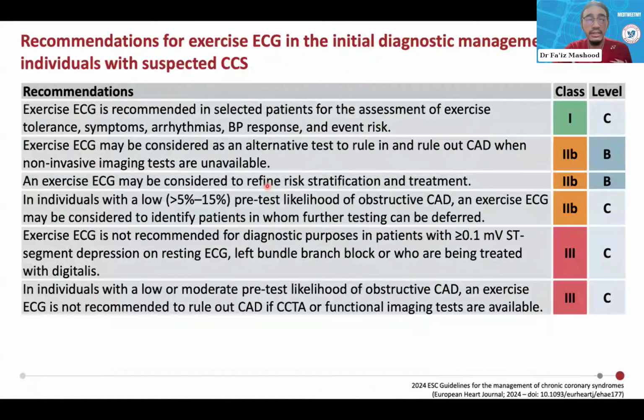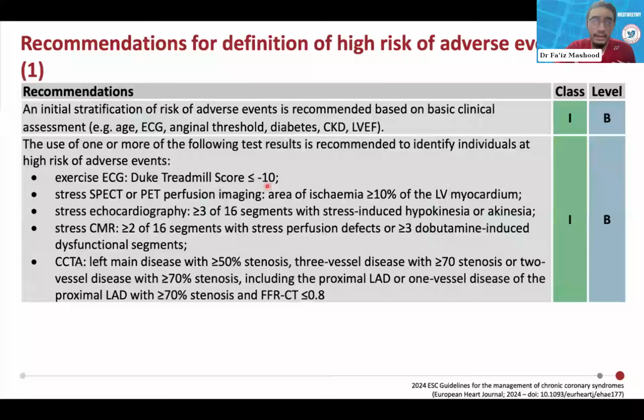So this is, as mentioned in ESC, exercise ECG is recommended for assessment of exercise tolerance and to evaluate event risk. It is not a diagnostic test. And this is a definition of high risk for each of our cardiac assessment tests.